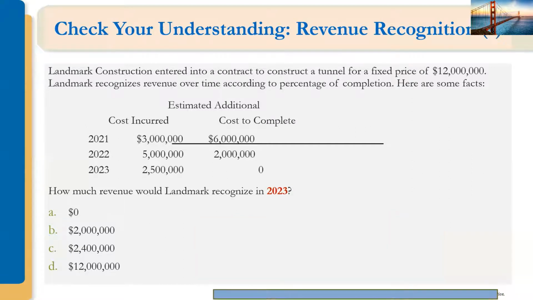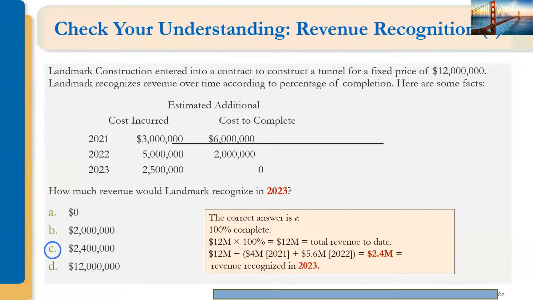The next screen will ask for the 2023 revenue for Landmark Construction. How much revenue would Landmark recognize in 2023? And the answer is $2.4 million. Landmark should recognize $2.4 million in 2023. You would arrive at that information by multiplying the 12 million times the 100%, which is 12 million total revenue to date. Then your 12 million minus the 4 million in 2021, plus the 5.6 million in 2022, will give you the $2.4 million.